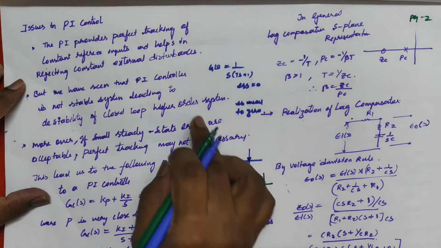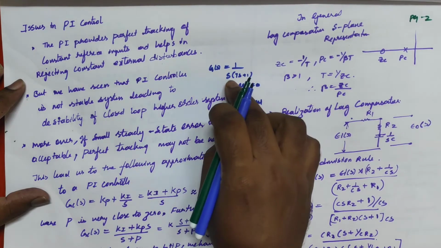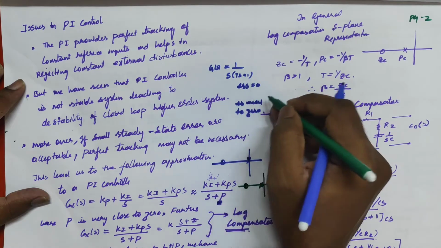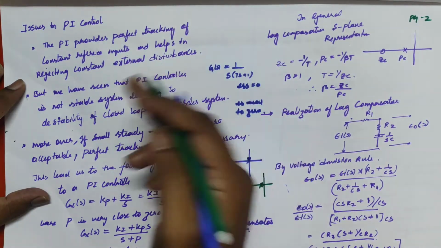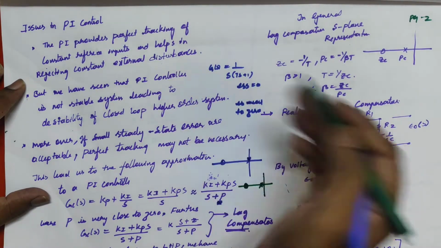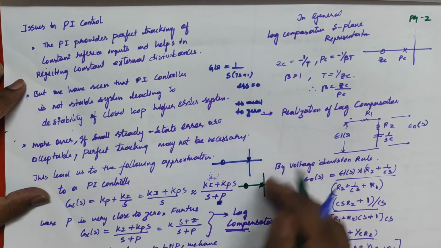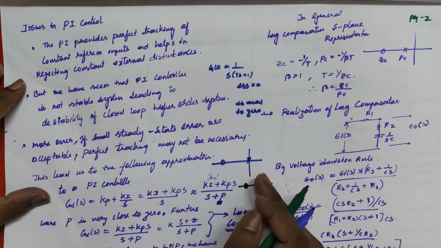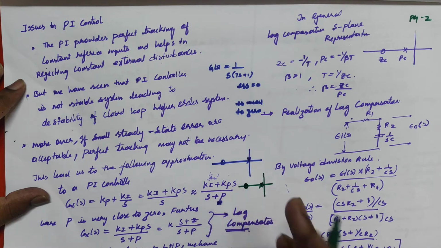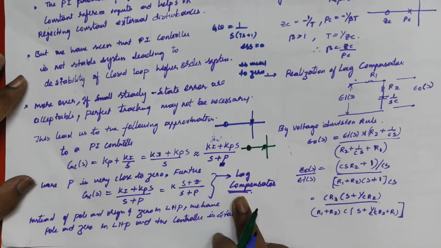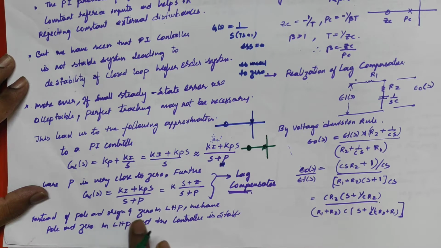Keep in mind that if you increase the poles at the origin, this leads to instability. We have seen this in the previous section with root locus, if you remember. So instead of keeping poles at the origin, we are keeping a pole near the origin, which gives a lag compensator. Instead of a pole at the origin, we have a pole and zero in the left half plane, and the controller is stable. So this is the meaning.